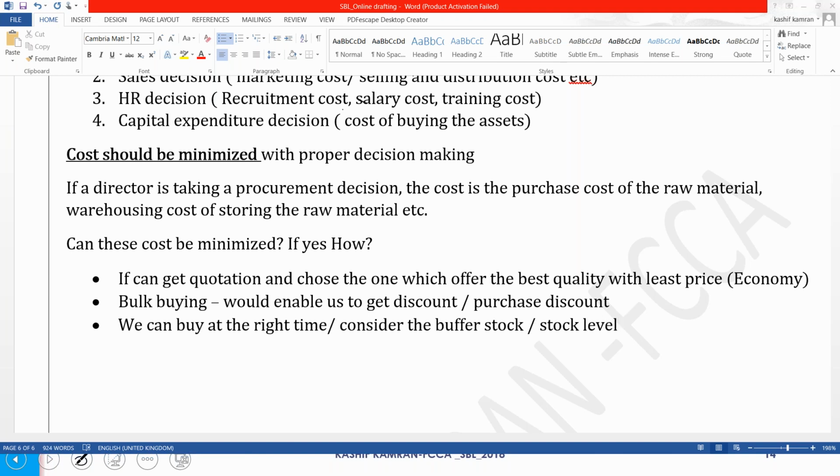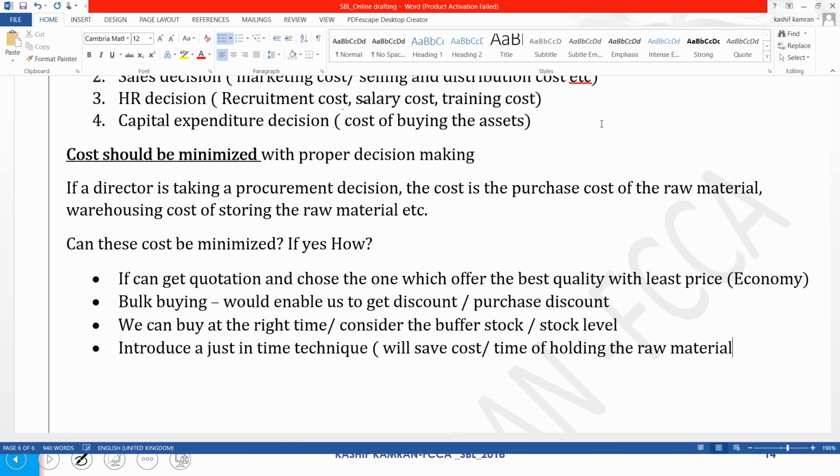Maybe just in time. Perfect. We can buy at the right time. Consider the buffer stock. Consider the stock level. Or we can also introduce a just-in-time technique, because the just-in-time technique will save cost and will save the time of holding the raw material. So ultimately that means that the cost can be minimized.